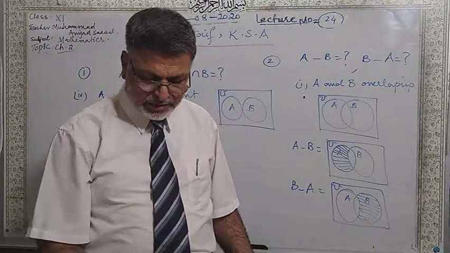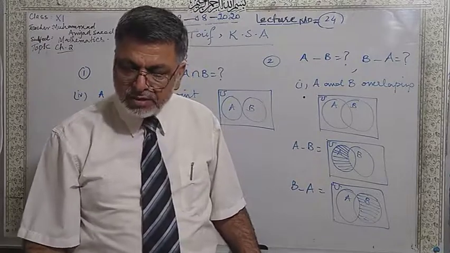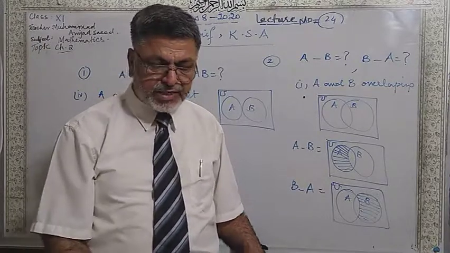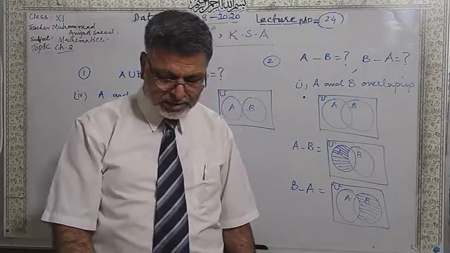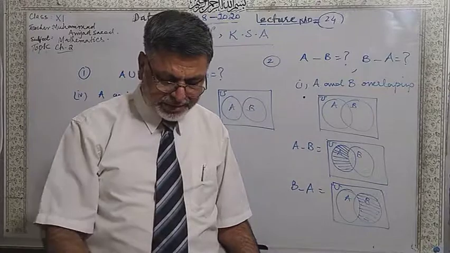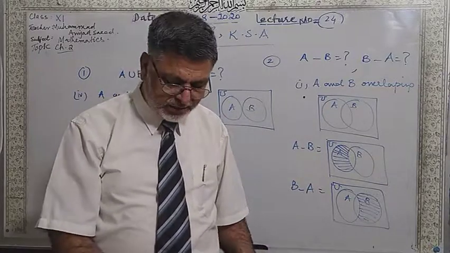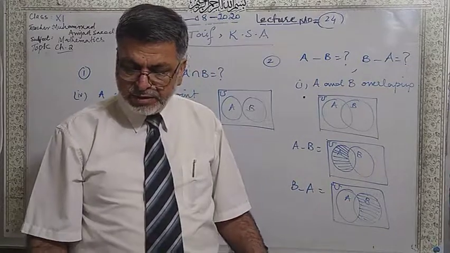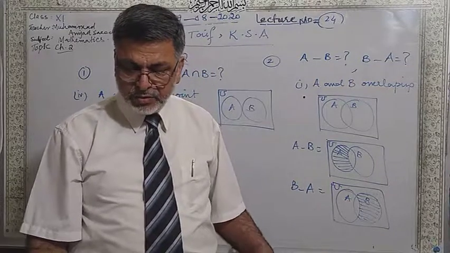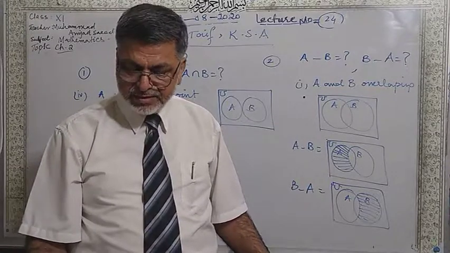For question number 3, you can check page 39, the previous page 39, and you can find your answers. They are simply MCQs, simply conditions to check. For example, A union B is equal to A. You can check from the fourth relation.